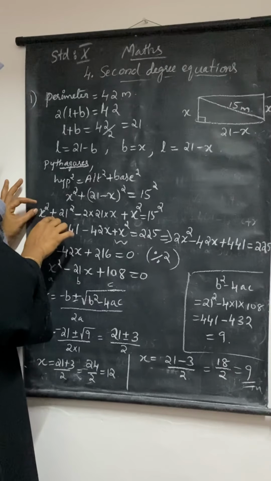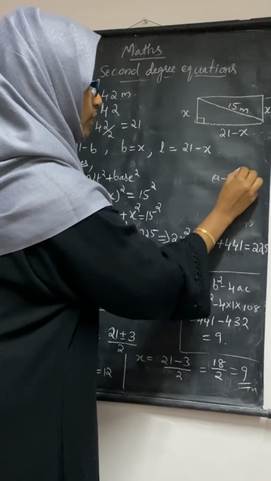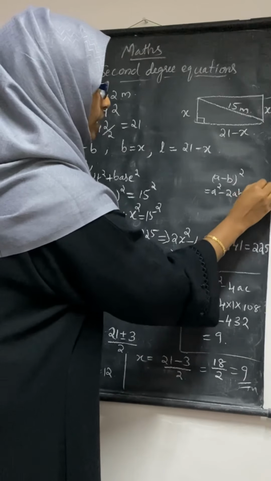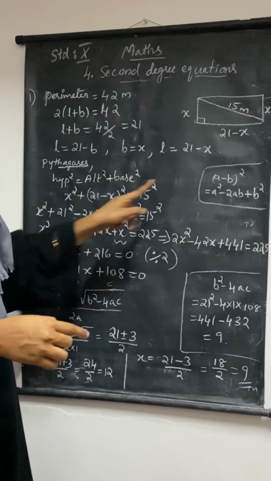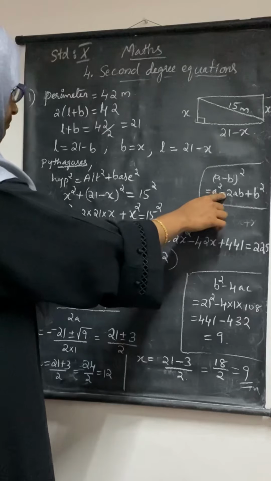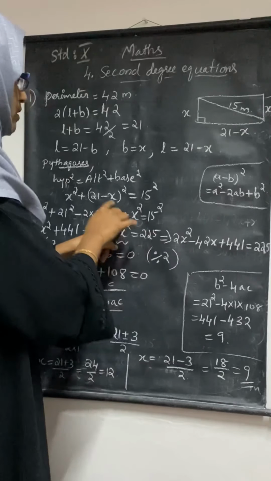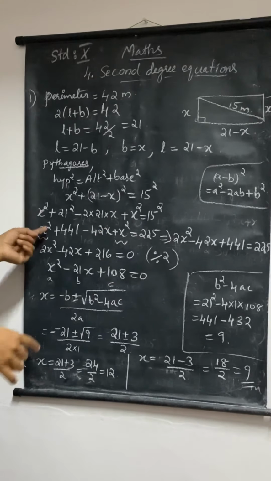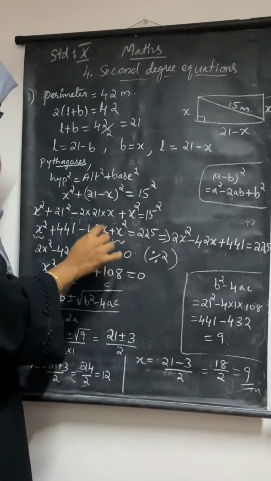Now x square as it is. For this a minus b whole square, what is the formula? a minus b whole square is equal to a square minus 2ab plus b square. So we use that here. a is 21, b is x. So a square is 21 square, minus 2 into 21 into x, plus b square, which is x square, is equal to 15 square. So x square plus 21 square, which is 441, minus 21 twos are 42x, plus x square, is equal to 15 square, which is 225.